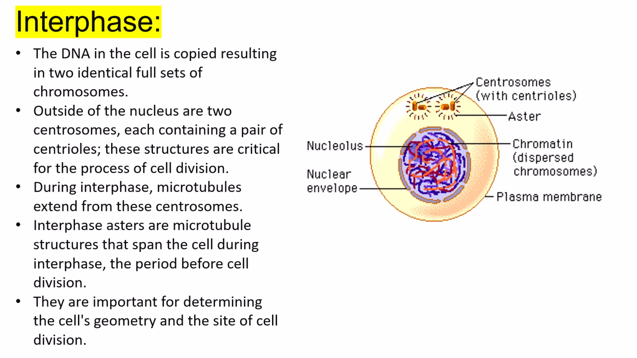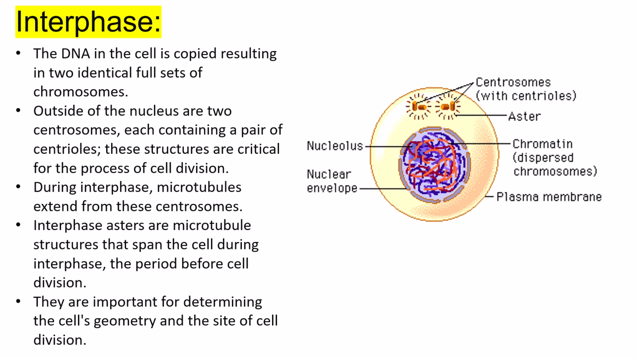So this is the nucleus, and these are the two centrosomes containing a pair of centrioles. As you can see, these drum shapes are centrioles. These structures are critical for the process of cell division. They're very important, right? As you can see, these are asters. Asters are pre-microtubules, right? So during interphase, microtubules extend from these centrosomes.